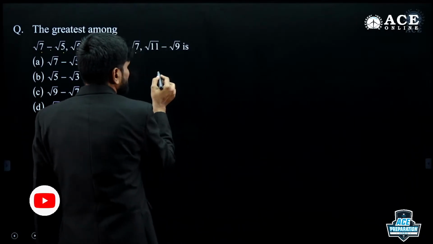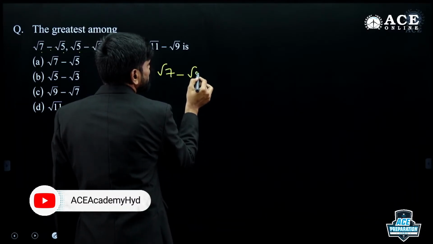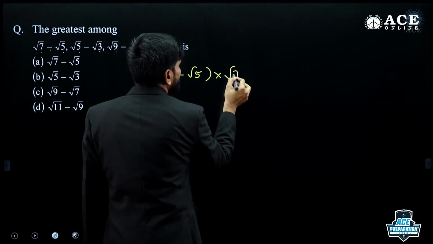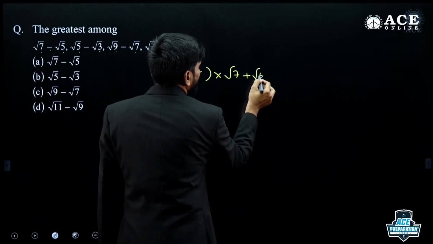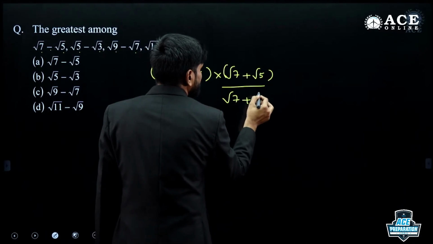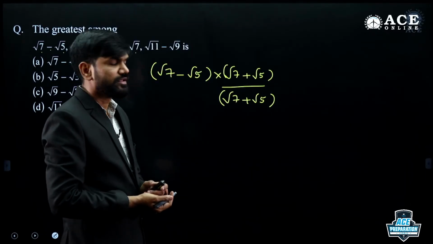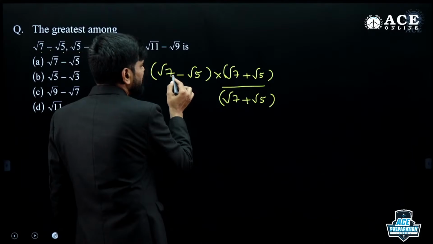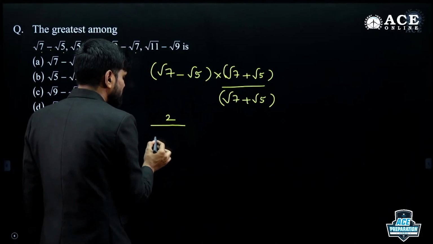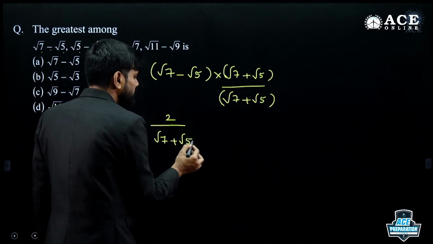If you are rationalizing the first one, I will show only one, and the other things I will directly write. For root 7 minus root 5, if you go for rationalizing it, we will be multiplying it by root 7 plus root 5 over root 7 plus root 5. Now going ahead, what will it give you? (a plus b) into (a minus b) is a square minus b square, that will be 2. So 2 by root 7 plus root 5.